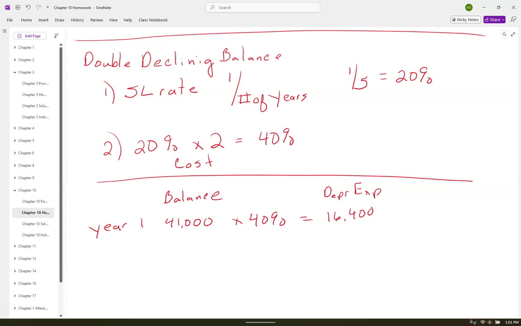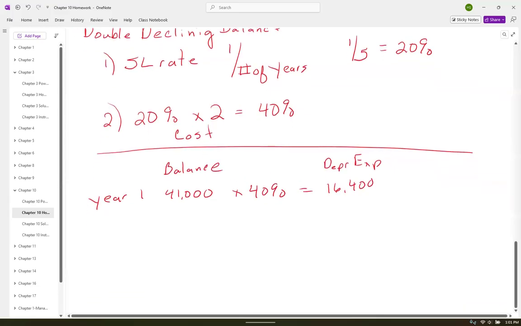Whoa, that's crazy. That's over double what it was from the other two methods. It's because it's an accelerated method. Okay, it's a method to depreciate this faster.